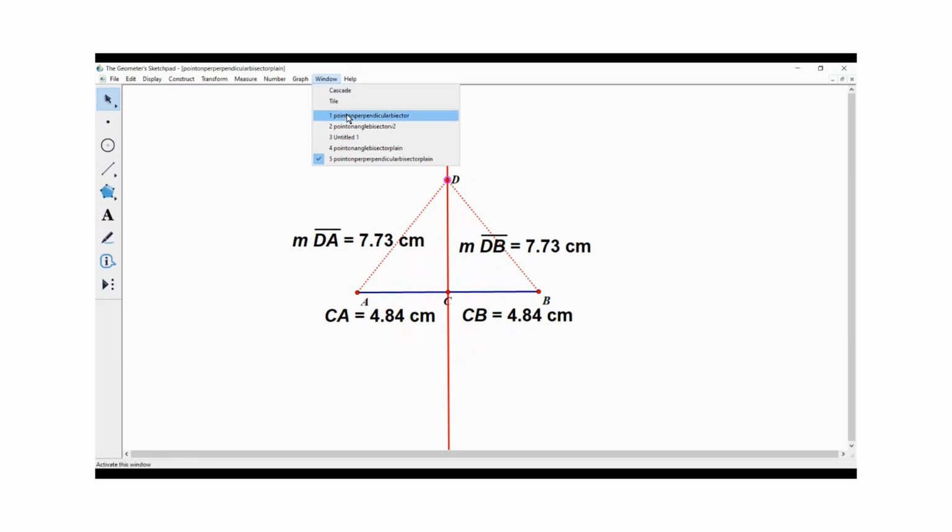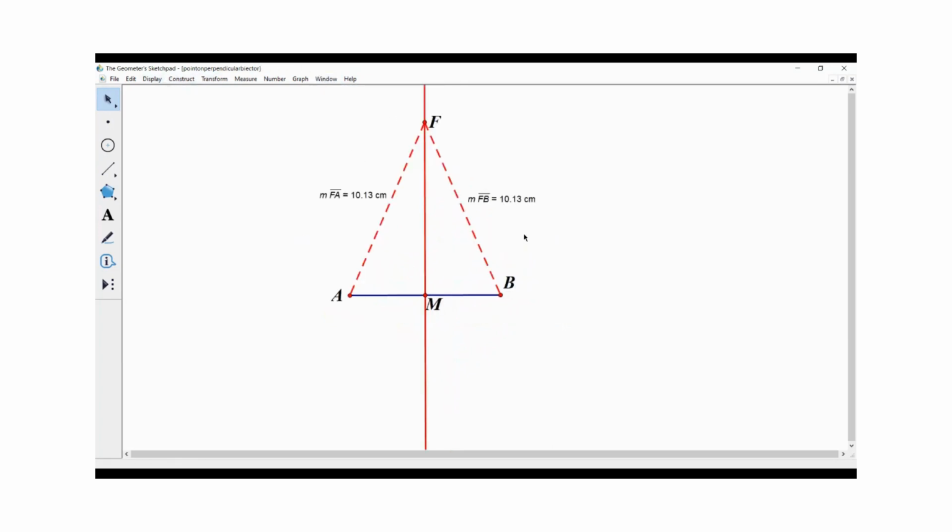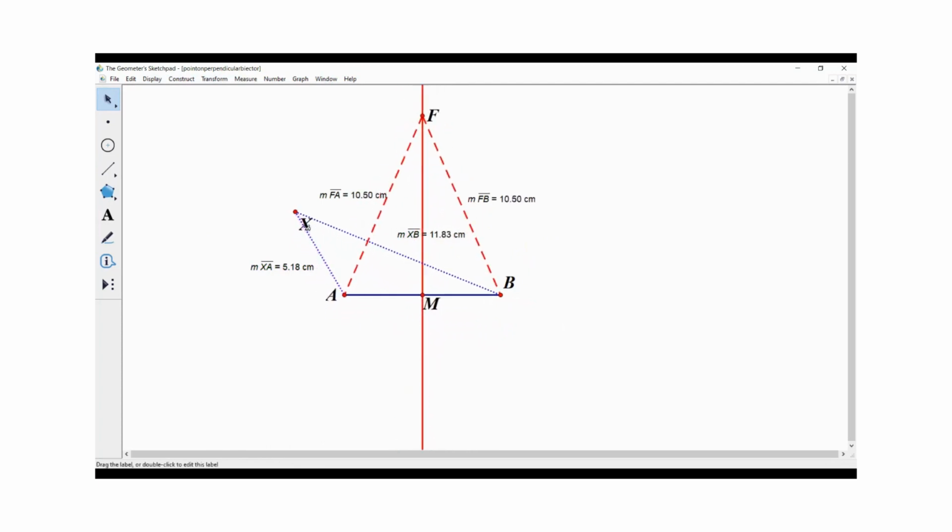I have another one here that has the segments drawn in as well, but I have some hidden and I want to show you over here. Here I have point X. Notice that point X is not on the perpendicular bisector. It's not on the red line. And look at the distance from A to X and the distance from X to B. I'm going to highlight them so they stand out. It's not the same distance from each of the endpoints because X is not on the perpendicular bisector. So I did want to point that out.